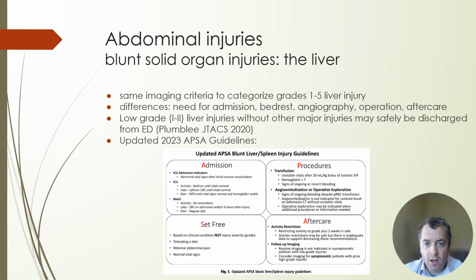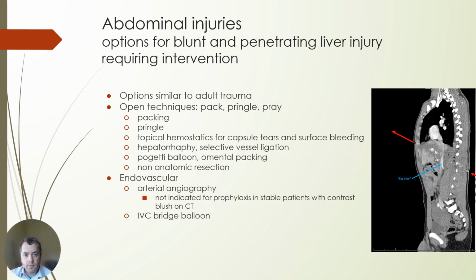Unlike in adults, contrast blush or active extravasation from these injuries in children does not indicate a prophylactic angioembolization. Both angioembolization and operation are based on stability in response to transfusion, and are only uncommonly needed. Options for management of blunt and penetrating liver injuries are similar to adults: packing, Pringle, angioembolization, balloon tamponade, hepatotomy. Depending on where you're practicing, you may or may not have access to some of these endovascular techniques, but the management is largely similar.